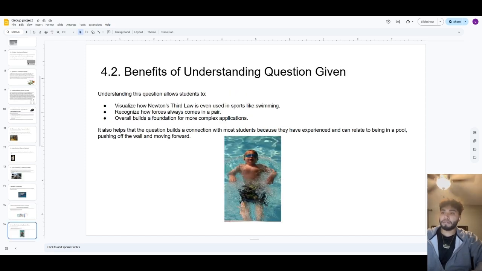Benefits of understanding questions given. Understanding this question allows students to visualize how Newton's third law is even used in sports like swimming. Recognize how forces always come in a pair. Overall, it builds a foundation for more complex applications. It also helps that the question builds a connection with most students, because they have experience and can relate to being in a pool, pushing off the wall, and moving forward.